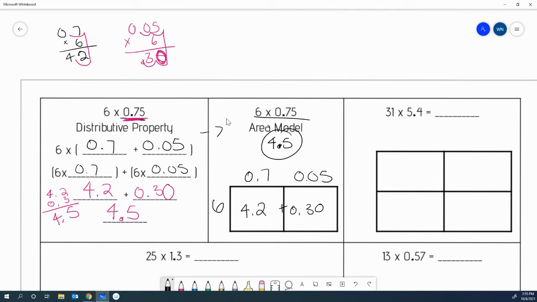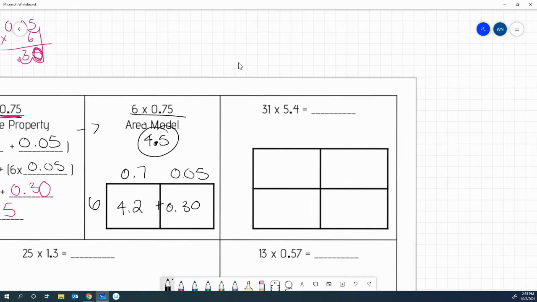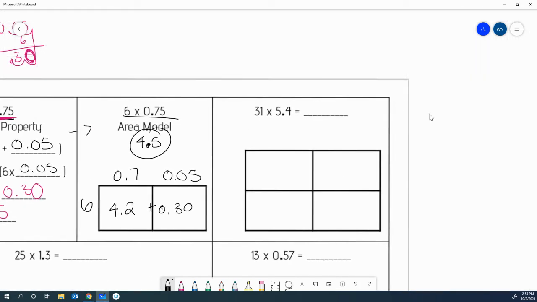Beautiful. Let's go ahead and dive into it with just an area model, no distributive property this time. We've got 31 times 5 and 4 tenths. So first things first, I'm going to break apart my 31. I'm going to say 30 plus 1 gives me 31. So break it apart like you would your typical area model. And then I'm going to say 5 and 4 tenths. So it's all broken apart.